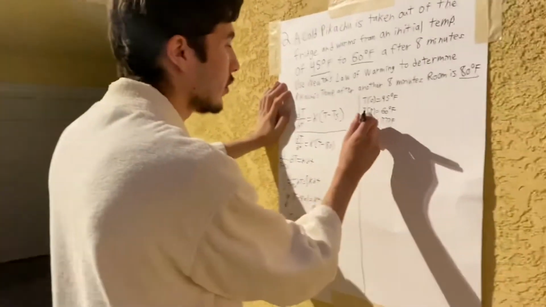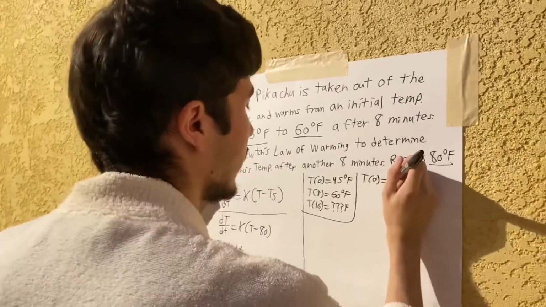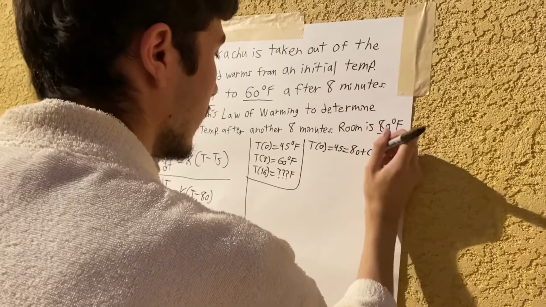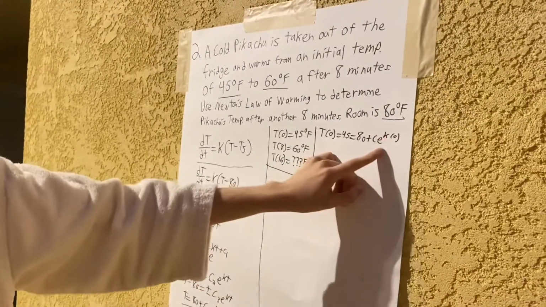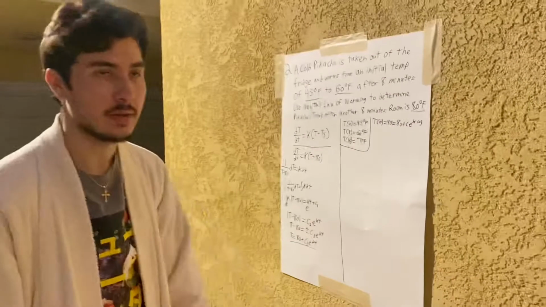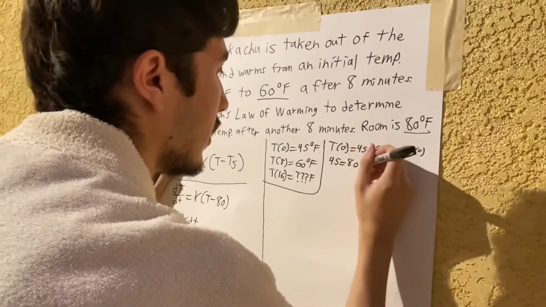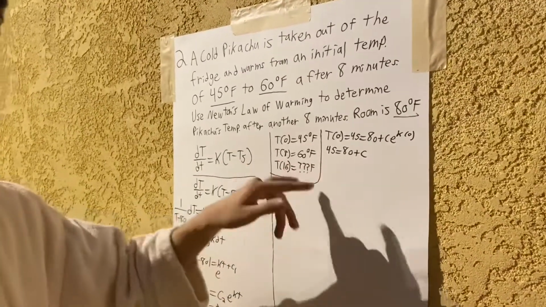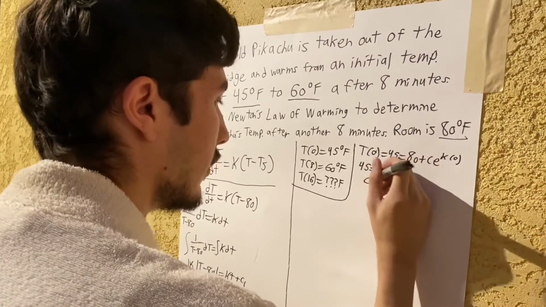So the first thing we're going to do is plug in T of 0, which is going to equal 45, equal to 80 plus C e^(k times 0). Now 0 times k is just going to be 0, e to the 0 is 1, multiplied by a constant is just C. So we're going to have 45 equals 80 plus C. So what plus 80 is going to equal 45? Well, 45 minus 80, C is going to equal negative 35.